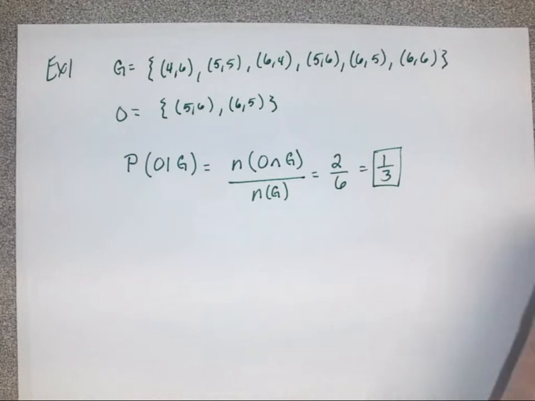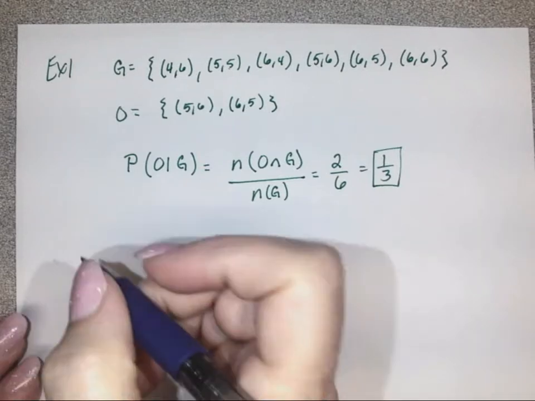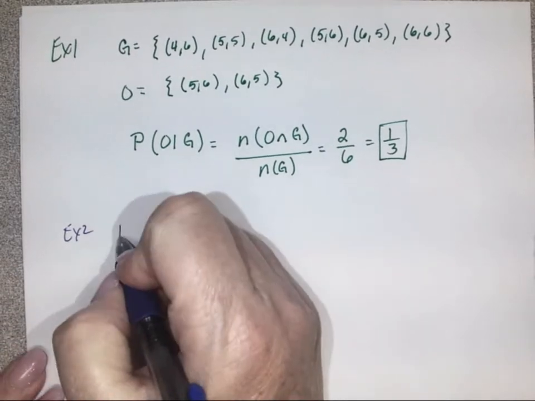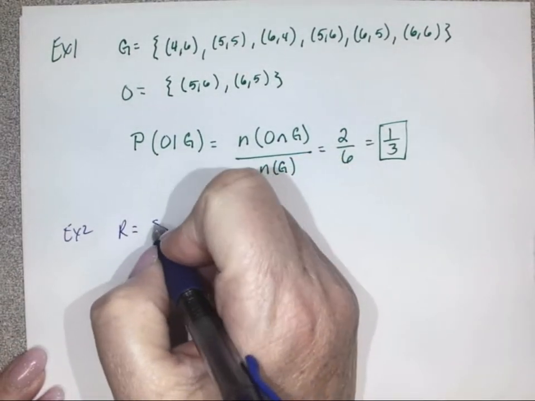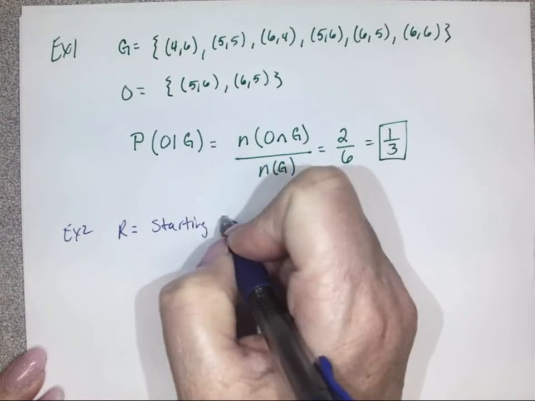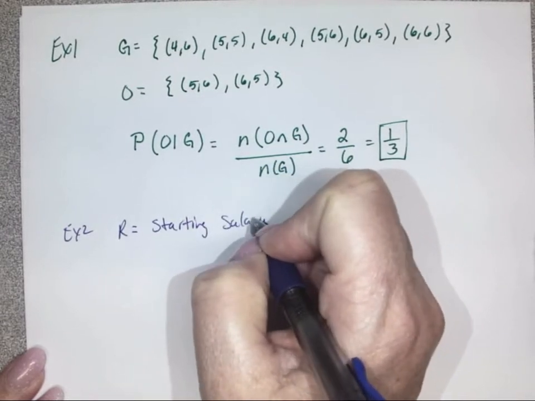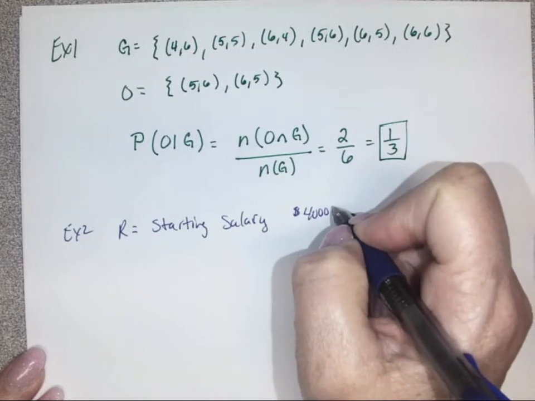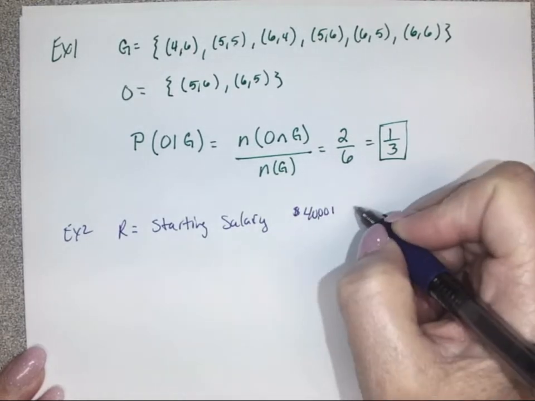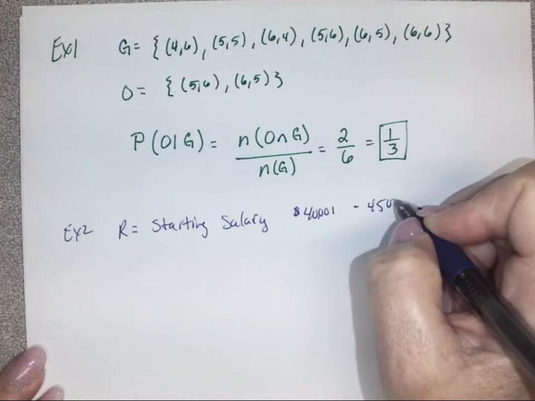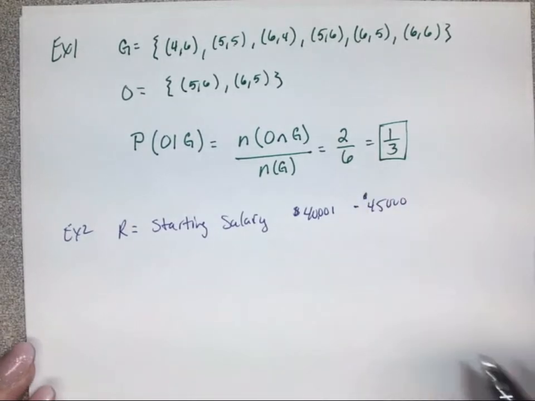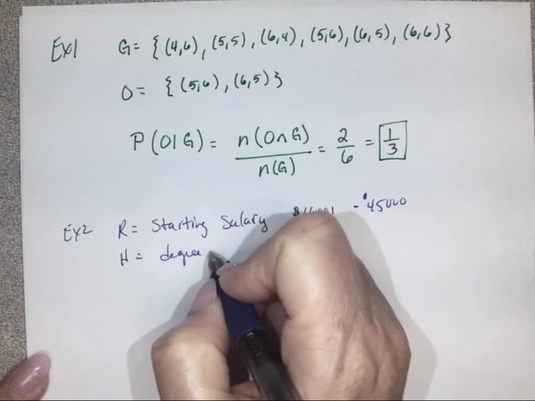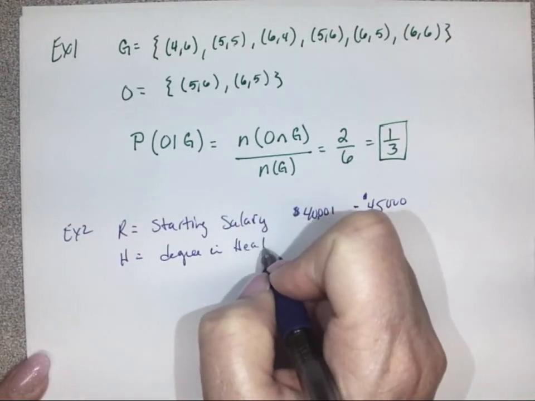So for example 2, we're going to have R equal to the starting salary that is between $40,001 to $45,000. And then H will be the degree in the health fields.